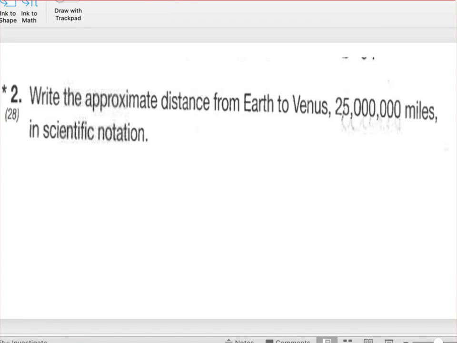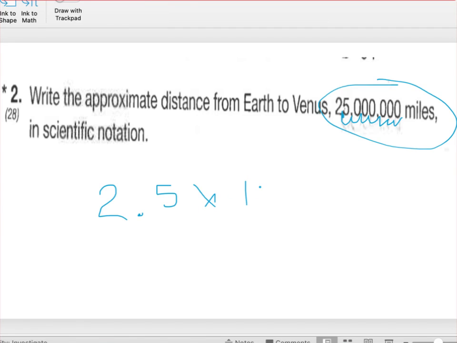Number 2, write the approximate distance from Earth to Venus. Okay, so this is what we're going to write in scientific notation. And we know that's going to go 1, 2, 3, 4, 5, 6, 7 steps to get the decimal right behind the first non-zero digit. 2.5 times 10 to the 7 is the scientific notation for this standard notation.